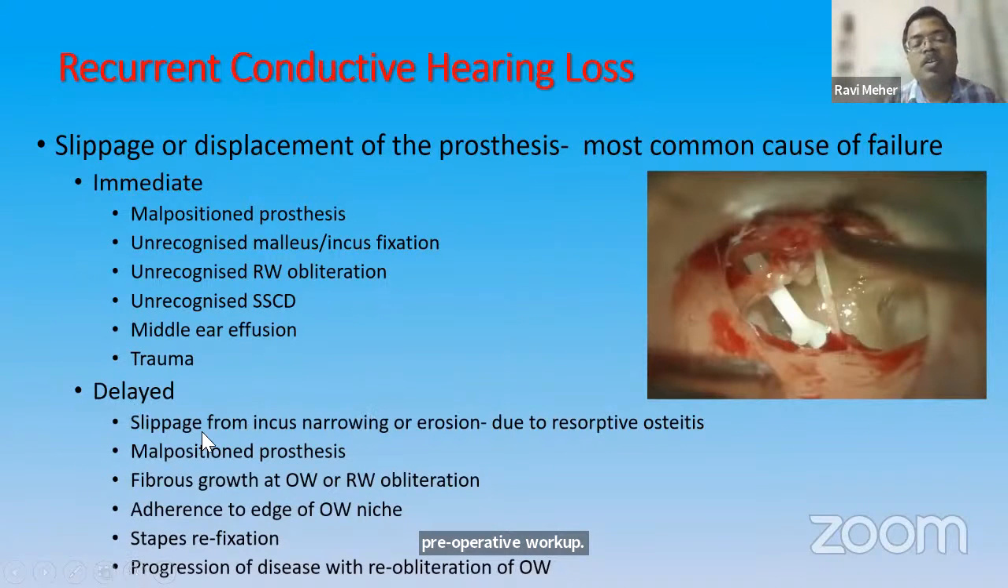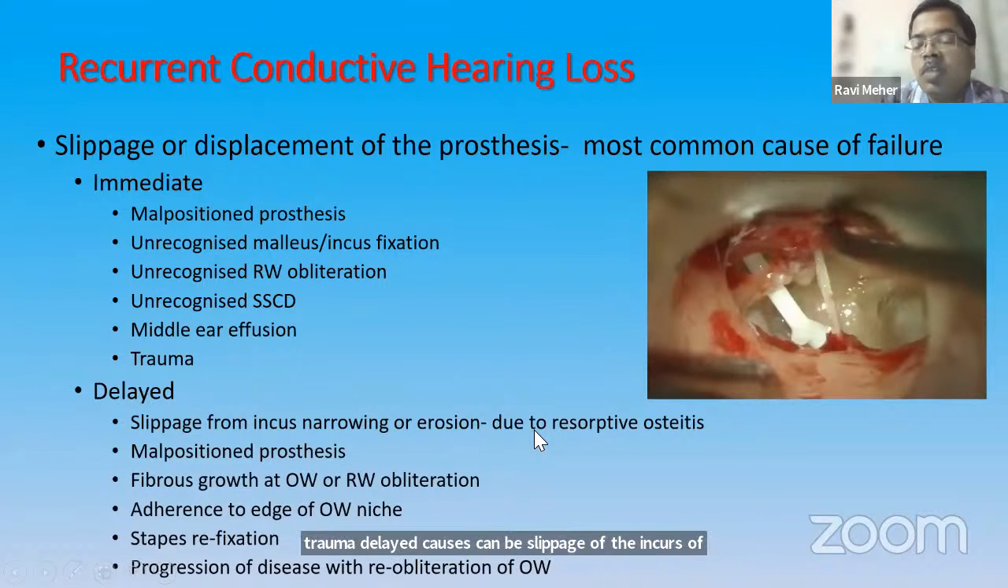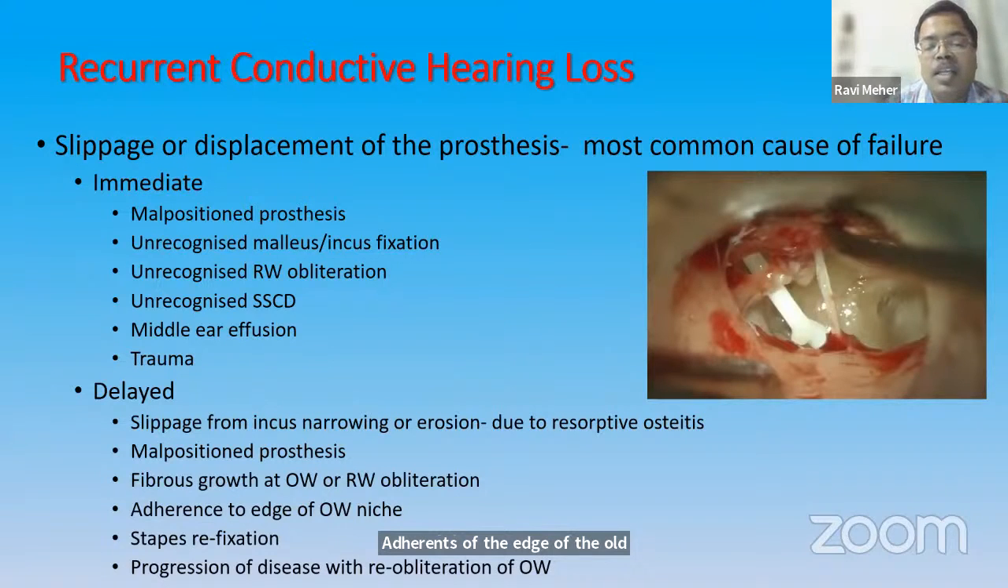Delayed causes can be slippage of the prosthesis from the incus because of erosion of the long process of incus. Malposition of prosthesis, fibrous growth over the oval window or round window, which has hampered the movement of the prosthesis. Adherence of the edge of the oval window niche. There could be stapes refixation, and there could be progression of disease with reobliteration of the oval window.